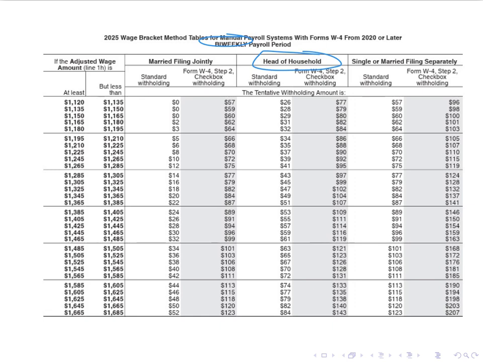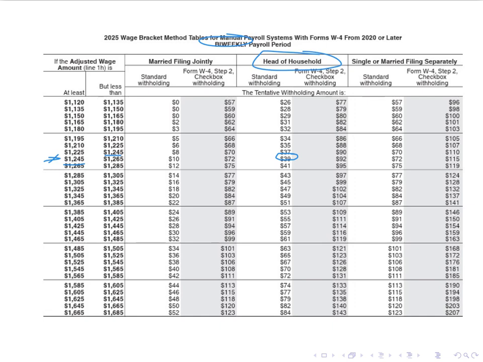So $1,245 is another one where we see it twice, and we want the one where the $1,245 is at least. So that would be $39 right here. So head of house standard withholding, at least $1,250, but less than $1,265.